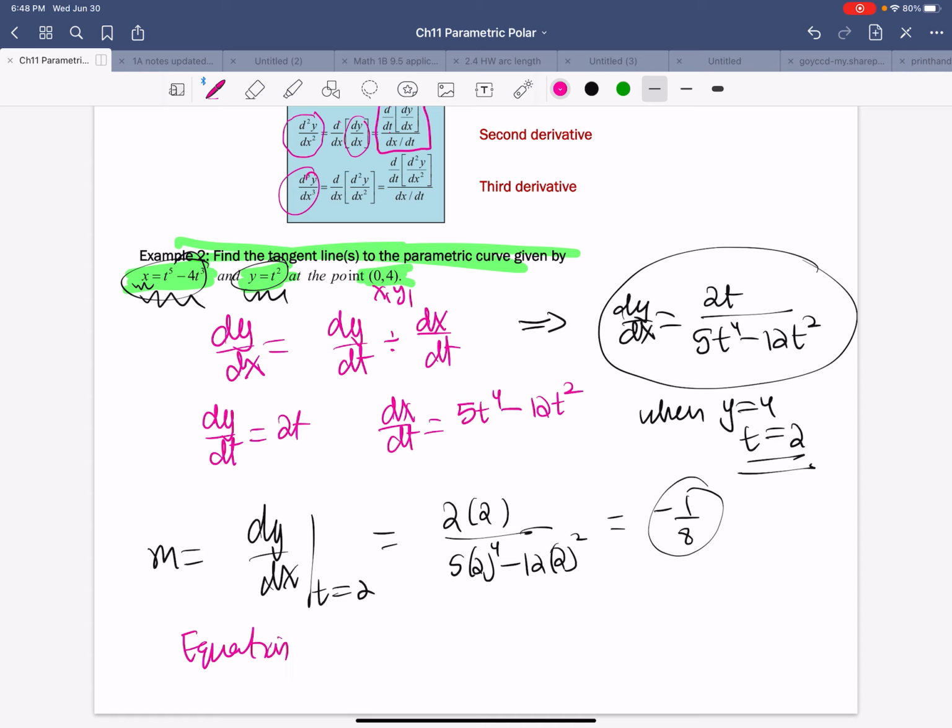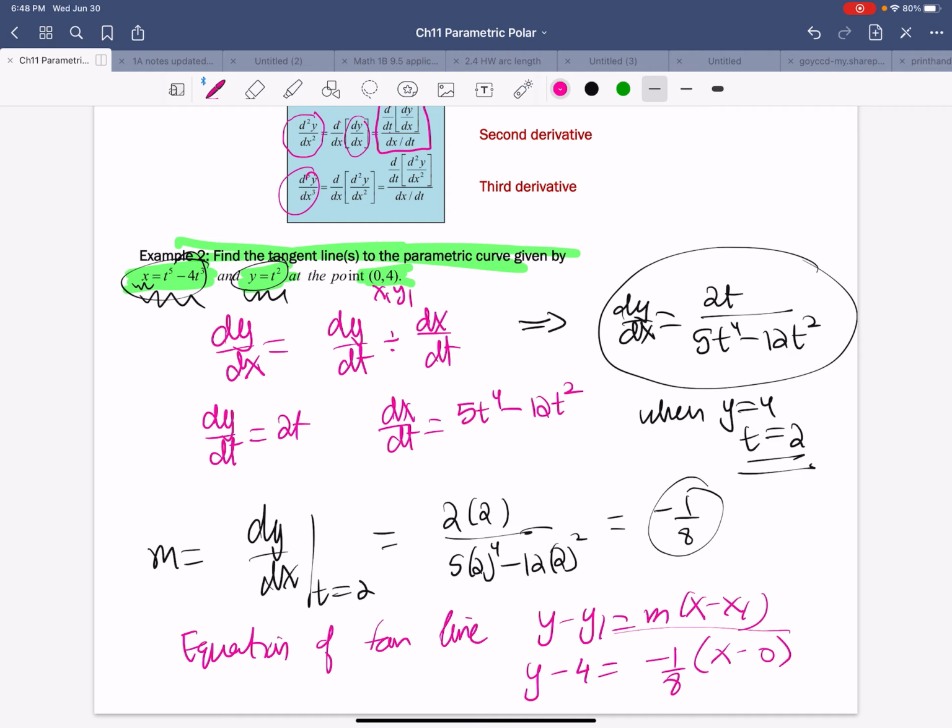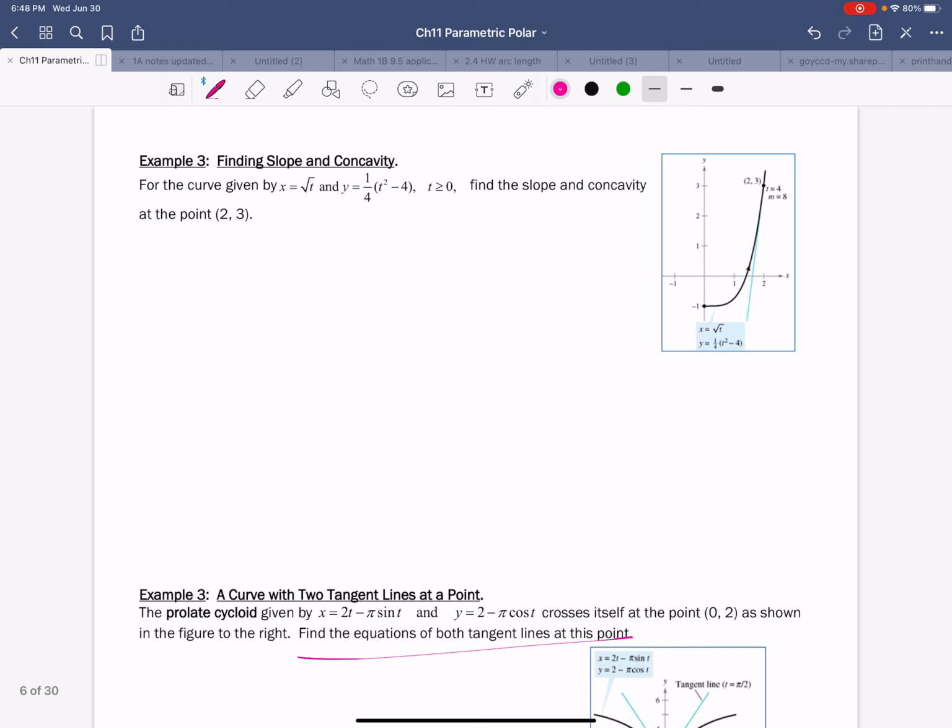Equation of tangent line would be y minus y1 is equal to m times x minus x1. y1 is 4, m we just found the slope, x1 is 0. And here's my equation of tangent line. See another example, finding the slope and concavity.